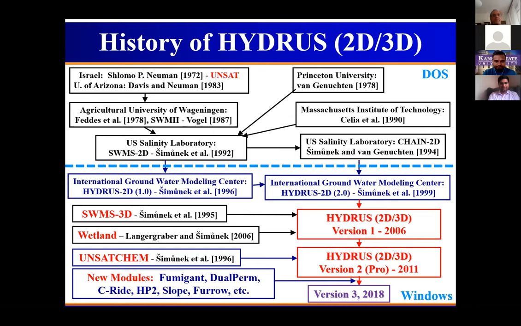to bring it to the desktop level from the mainframe. And then I started working on this about 30 years ago. I added solute transport. I updated various numerical schemes, which were developed, let's say, at MIT or Princeton. Then we added heat transport. Then we started developing graphical user interfaces. And so the history goes on. And now we are at version 3, which includes not only 2D, but also 3D, but it also includes many of these add-on modules which deal with some specific problems.